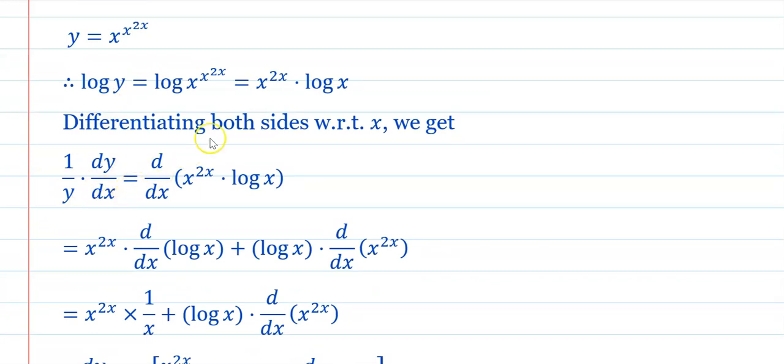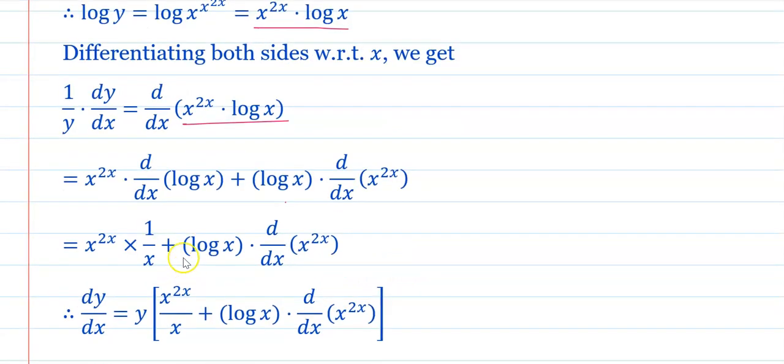That is equals to d/dx of x raised to 2x into log x. Its derivative we will find out. Here we will apply the product rule. Keep the first function x raised to 2x as it is, d/dx of log x, plus log of x, d/dx of x raised to 2x. Now what is the derivative of log of x? It is 1 upon x. Plus, that is x raised to 2x as it is into 1 upon x, plus log of x into d/dx of x raised to 2x.